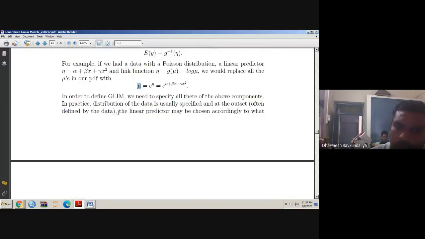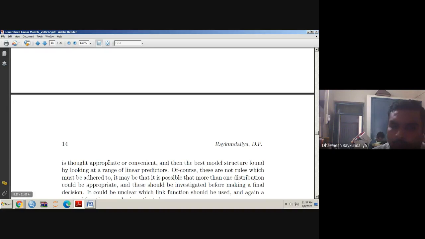Okay, so in order to define GLIM, meaning generalized linear model, because in the second semester we wrote GLM, here we will write GLIM, so that general linear models and generalized linear models are distinguished. In order to define GLIM, we need to specify all three of the above components. That means we need to give the distribution of the data, and if the distribution of the data is not known, you can decide based on the data. Second is a form of the linear predictors according to what is thought appropriate or convenient.